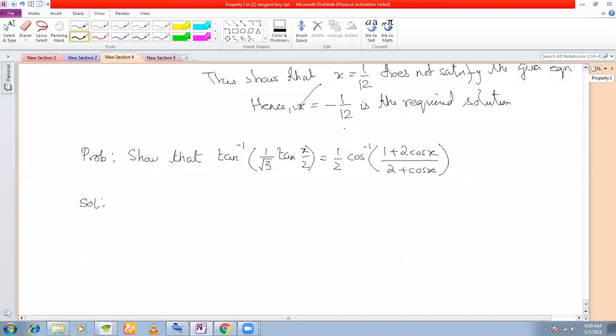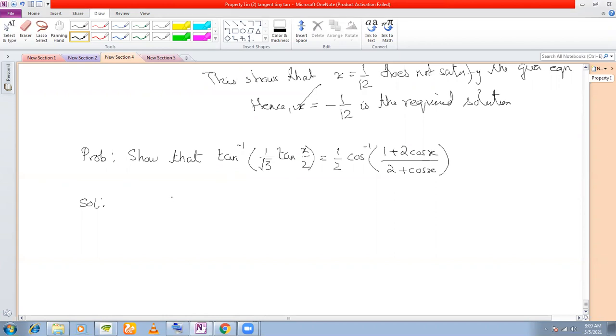This is the problem that we are going to do now. Now see, in this problem, on the left hand side you have a tan inverse, right? And on the right hand side you have got a cos inverse. That means clearly the problem where you simply have to convert a tan inverse to a cos inverse, right? And how do you convert a tan inverse to a cos inverse?